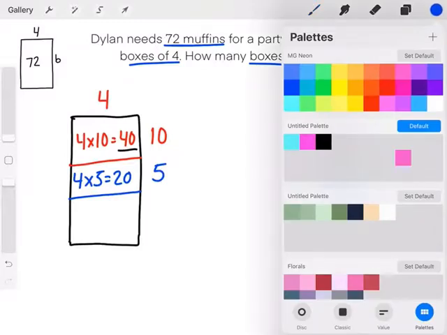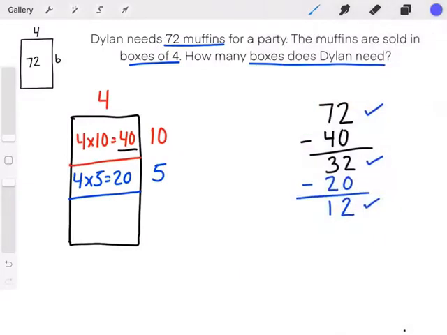So what can we do? What can we multiply times 4 to give us 12? So again, this is where your math facts are really, really going to come in handy so you can start doing this kind of stuff in your head. So 4 times 3 actually gives you 12.